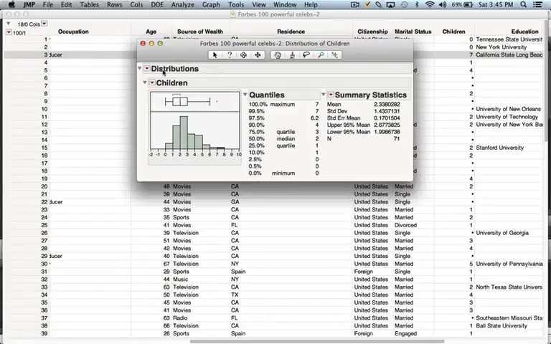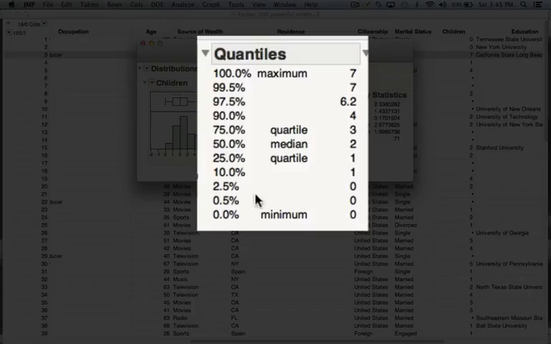Alright, now let's take a look at the quantiles over here. The easiest way to start is with the 50% or the median. This means that 50% of the data falls above this value and 50% falls below. The median in this case is 2. The minimum value or the lowest value in the data set is 0, and the maximum or the 100% quantile is 7.